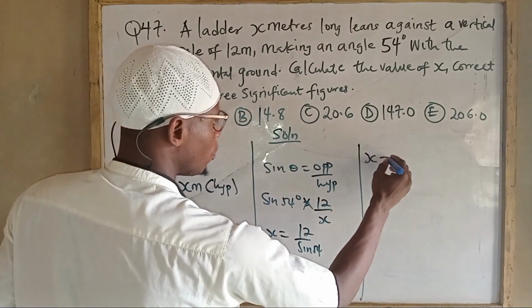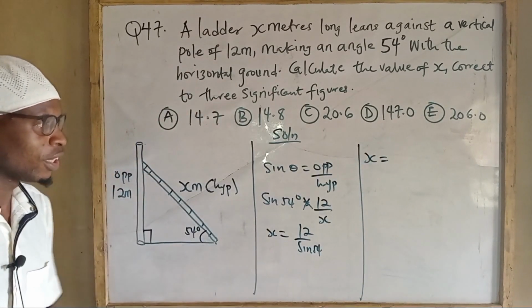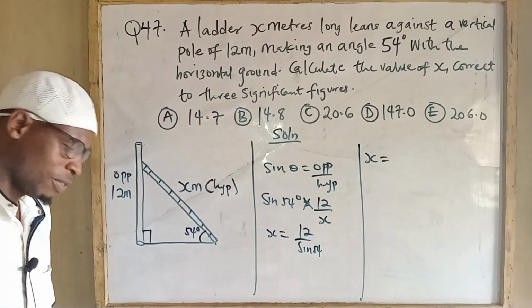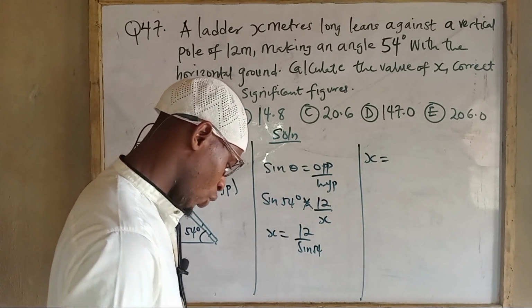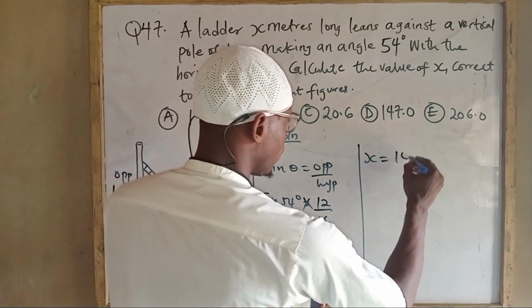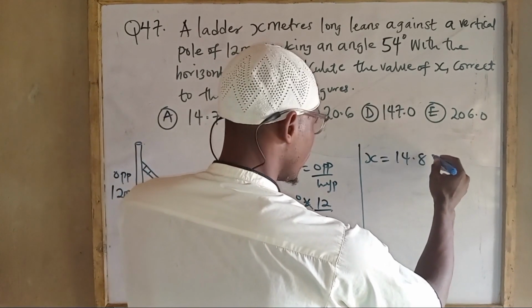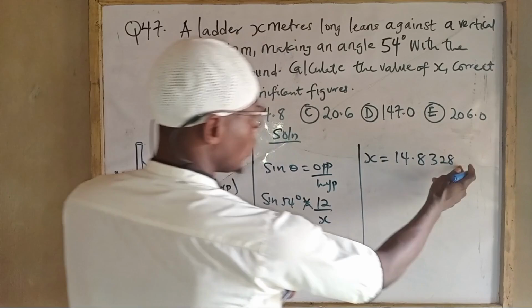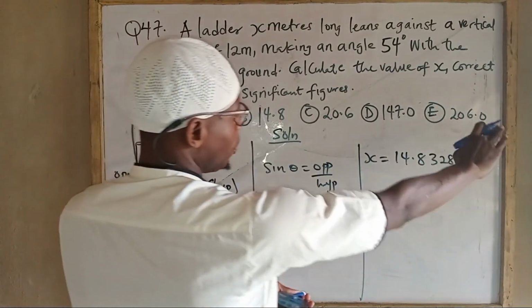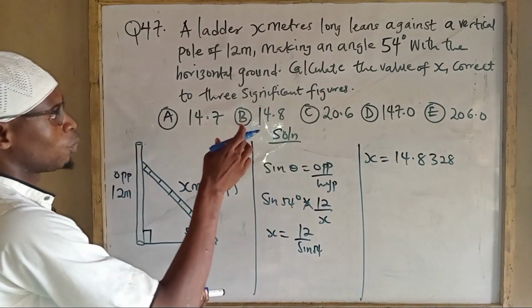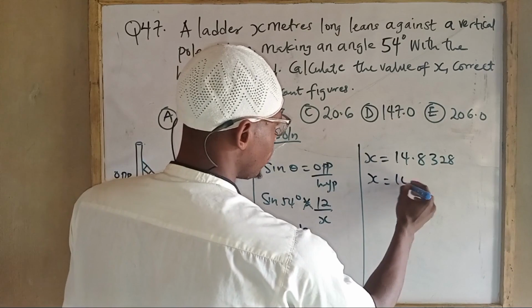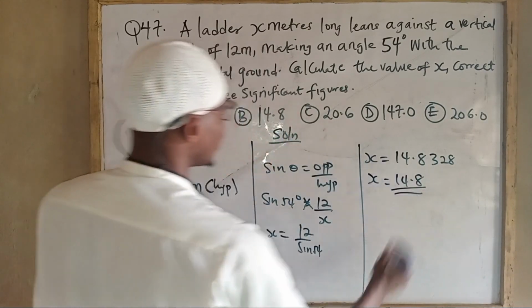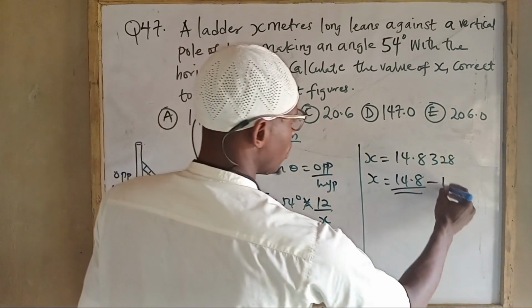So x will be equal to, let's evaluate this directly in the calculator. 12 divided by sine 54. So what I have here is 14.8328. It's supposed to have a meter, but because none of the options is showing meter, you just leave it like that. And also, we have to convert to three significant figures. So if you convert this, you should have 14.8. So the final answer is 14.8, which is option what? B.